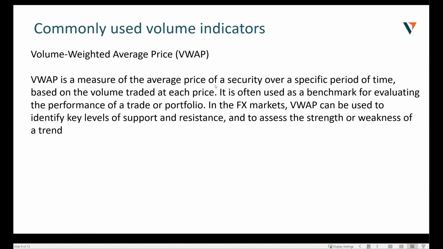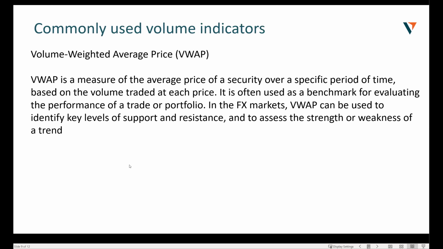So the other indicator would be the volume weighted average price. So VWAP is a measure of the average price. Essentially, it measures the average price of a security over a specified period of time, and this is based on the volume traded at each price. So in general, the VWAP line is the average price that's being traded. In the FX market, VWAP can be used to identify key levels of support and resistance and to assess the strength and weakness of a trend.